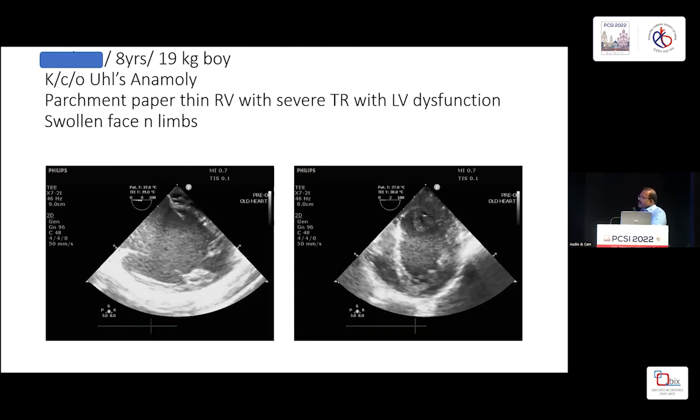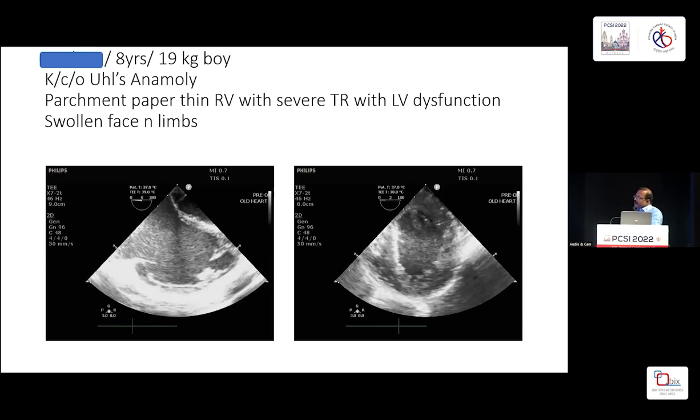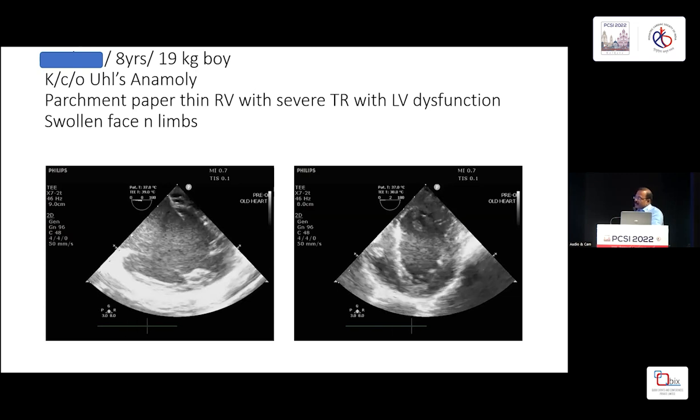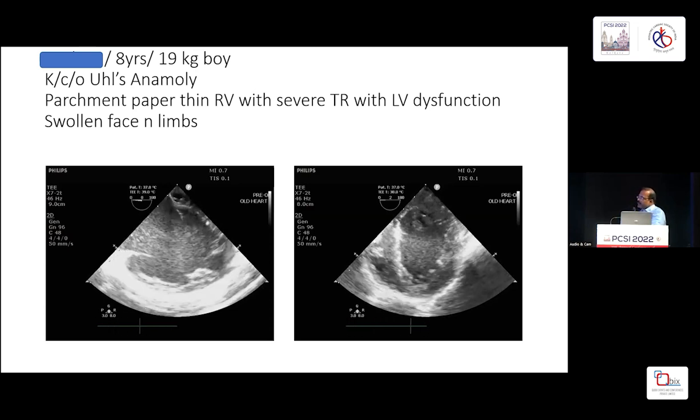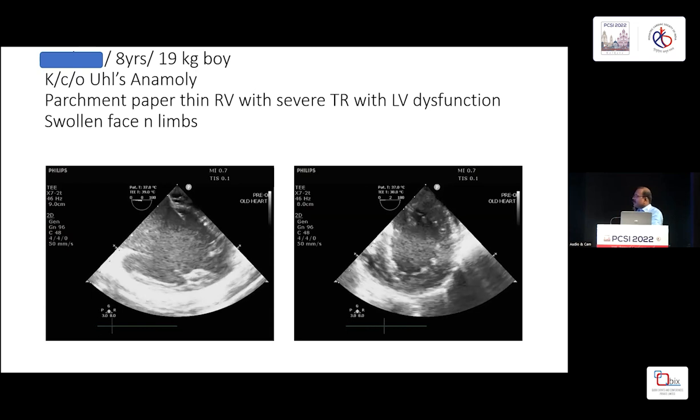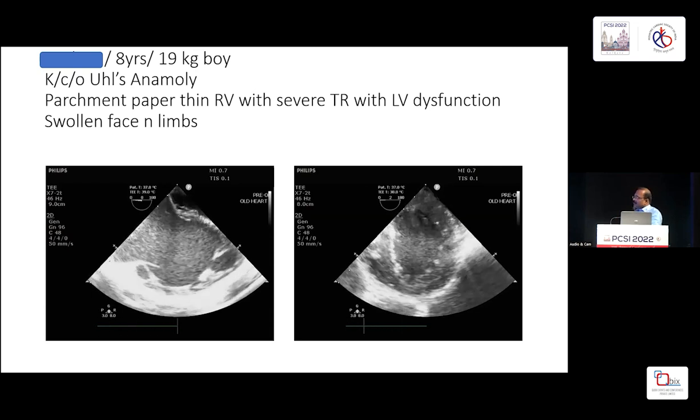So we had a clinical meet and we decided to put him on the transplant list, as transplant was the best option for him rather than Fontan. So he was waiting for the heart transplant. Frequently, he used to get admitted for heart failure treatment. And one fine day, we got a heart for him.